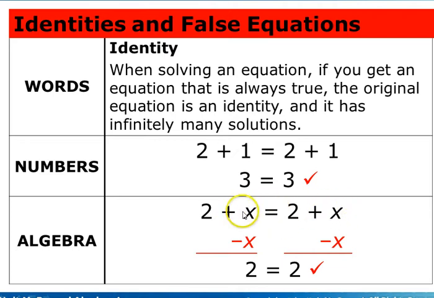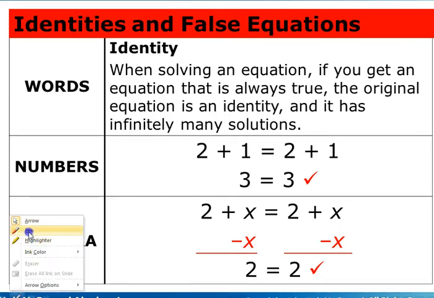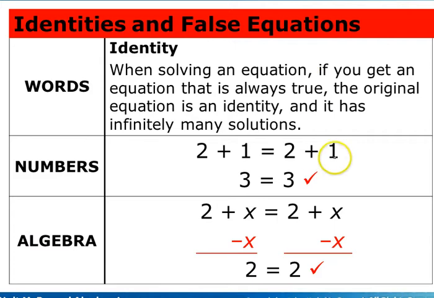If I put in 5 and 5 over there, 2 plus 5 is 7, 2 plus 5 is 7, so it will always be true. If I plug in 1,000, 2 plus 1,000 is 1,002, 2 plus 1,000 is 1,002. So this one has infinitely many solutions. If we want to say this has infinite solutions, we can write it like this, from negative infinity all the way to positive infinity.